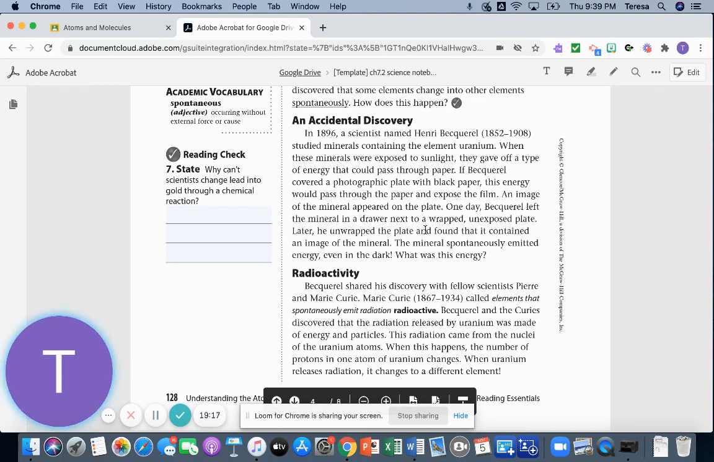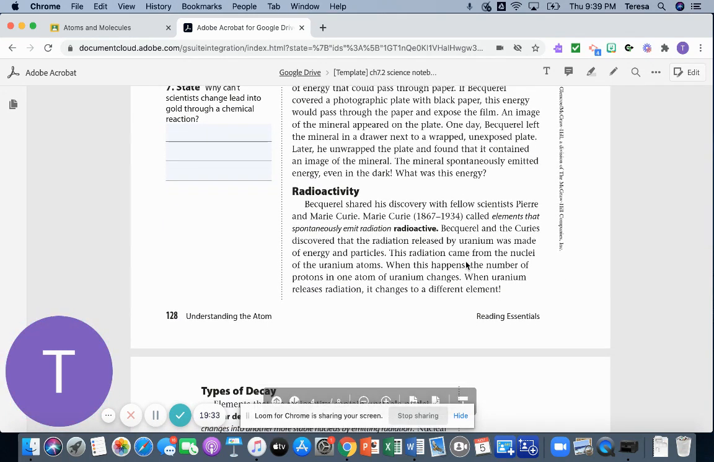One day, Becquerel left the mineral in a drawer next to a wrapped, unexposed plate. Later, he unwrapped the plate and found it contained an image of the mineral. The mineral spontaneously emitted energy, even in the dark. What was the energy? What was being emitted by that uranium? It was a form of energy called radiation. Becquerel discovered, along with Pierre and Marie Curie, and Marie Curie called the elements that spontaneously emit radiation radioactive elements.